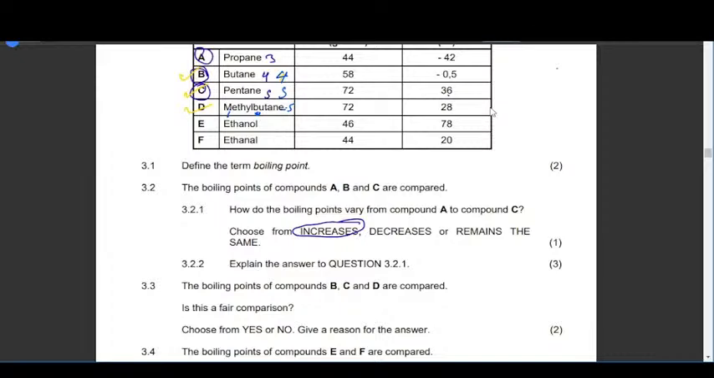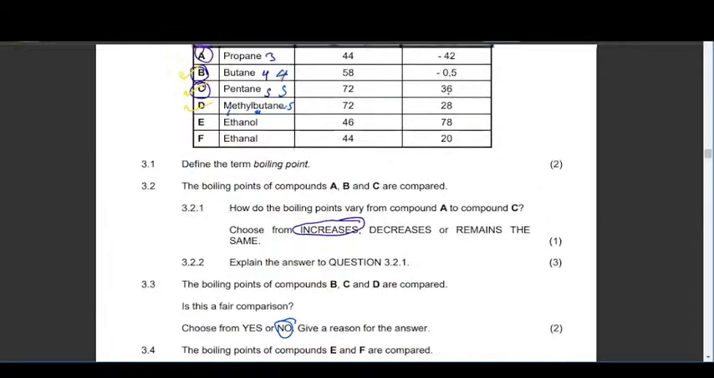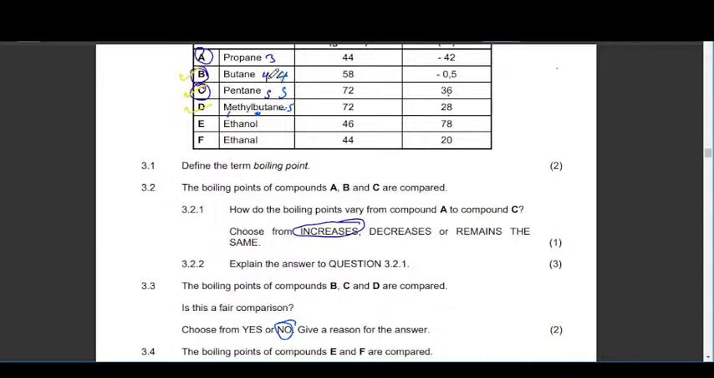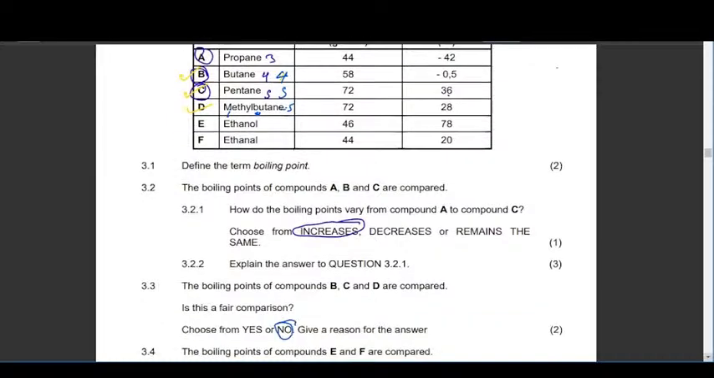Is this a fair test? It's not fair. Why? Because 2 independent variables, 2 factors are changing. So we want to know what caused what. So therefore, no. Give a reason for your answer: because 2 factors are changing. That is the nature of the chain. This one is straight chain, and the other one is branched chain. So the nature of the chain, and then number 2, the molar mass is also changing.